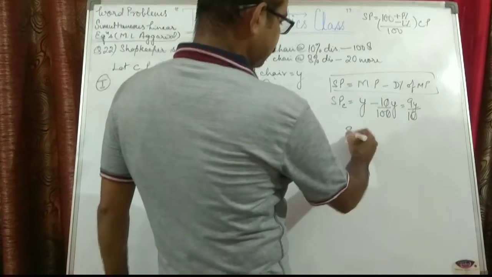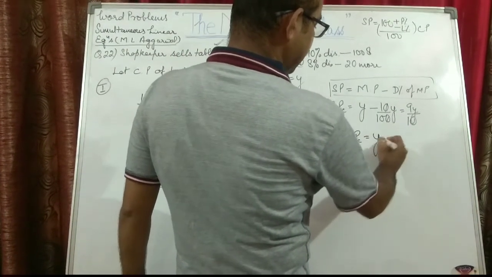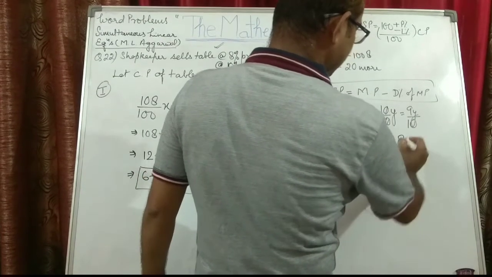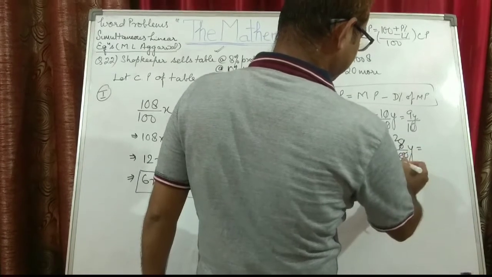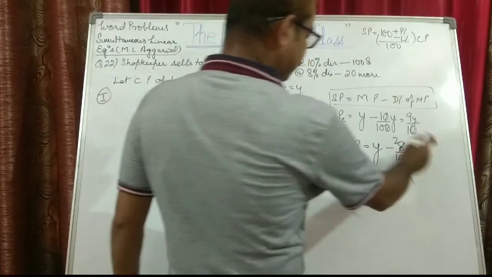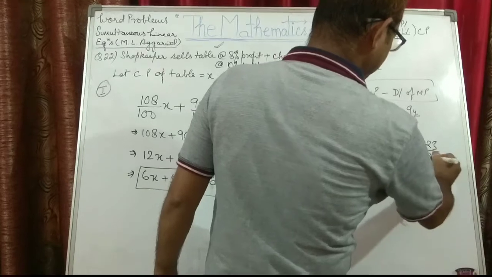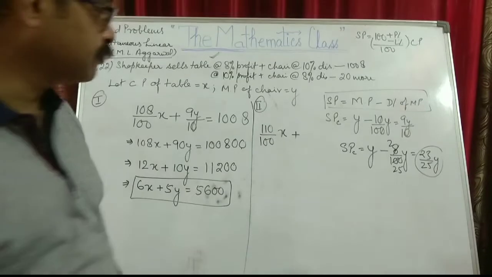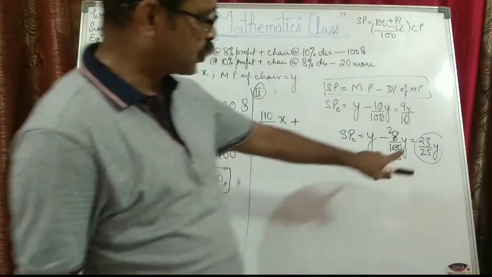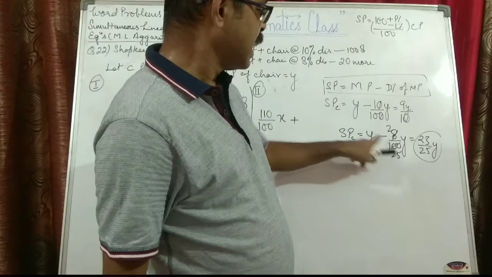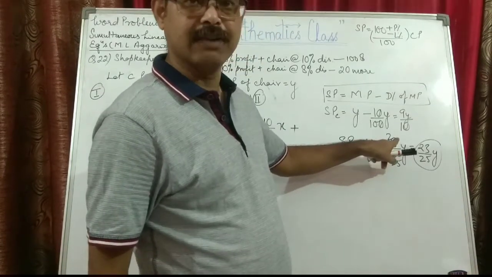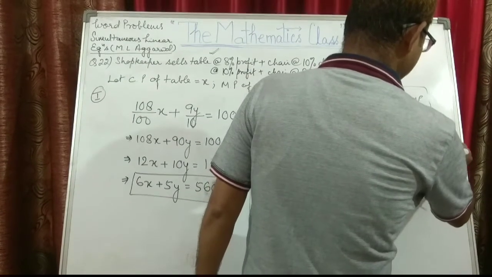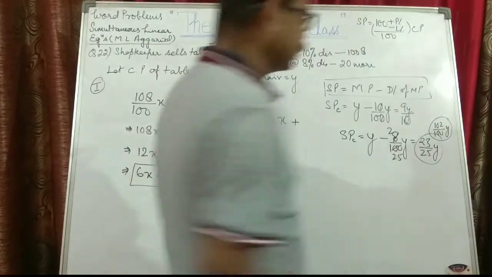So now the selling price of the chair will be marked price Y minus 8% of Y. So 4 2s are 8, 4 25s are 100, 25 minus 2 is 23 upon 25Y. So this is the selling price of the chair. Or if you don't want to divide or simplify it, simply 100 minus 8 will be 92. Either we can say 92 upon 100Y. In both ways it is right.